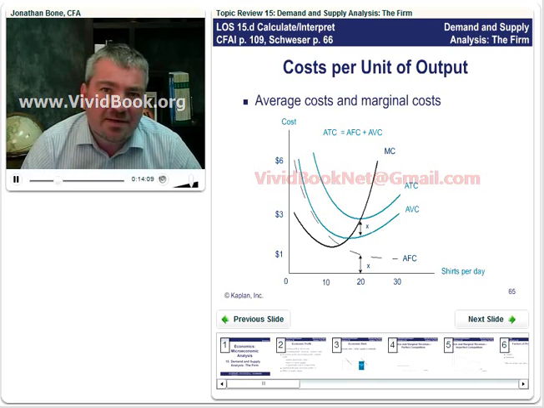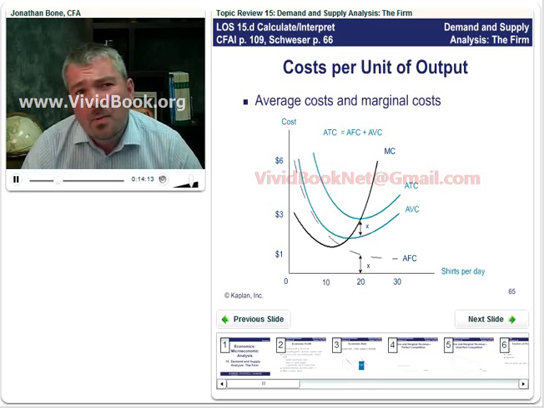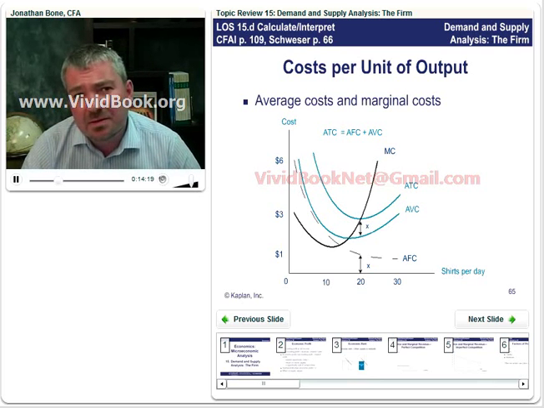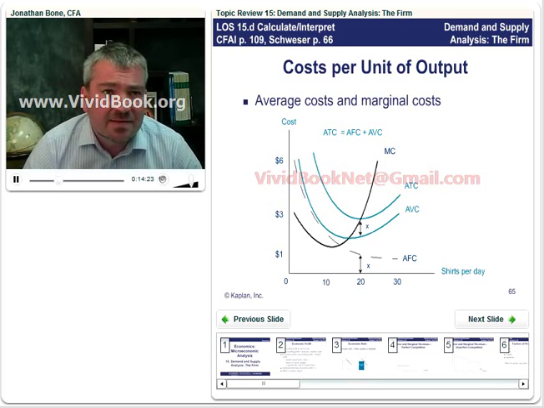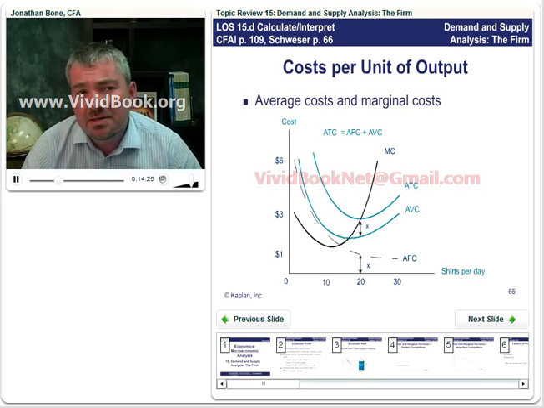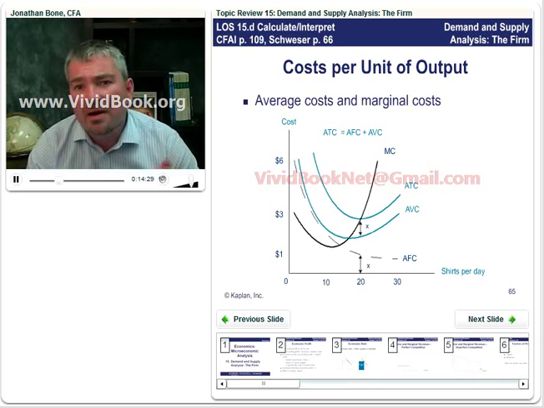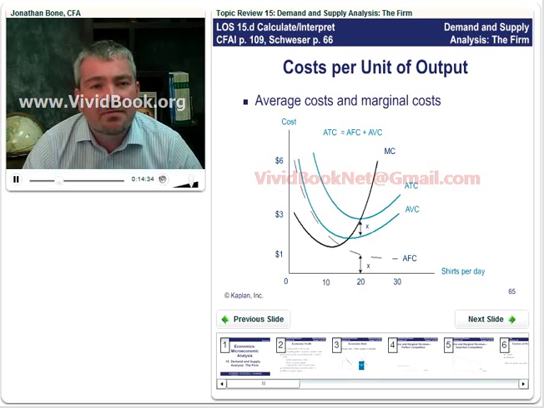Now, one curve that's very different shaped is the average fixed cost curve. Remember, total fixed costs do not vary in line with output. But average fixed costs, of course, will fall the more you produce. How do we calculate average fixed costs? Total fixed costs divided by quantity. So total fixed costs will not change, but of course, as quantity goes up, average fixed cost is going to fall. So you notice that is diminishing the more we produce.